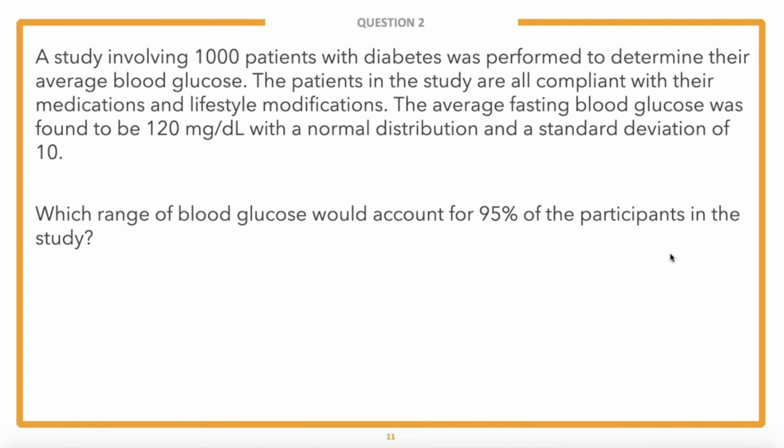Which range of blood glucose would account for 95% of the participants in the study? And now we will read the question stem. A study involving 1,000 patients with diabetes was performed to determine their average blood glucose. The patients in the study are all compliant with their medications and lifestyle modifications. The average fasting blood glucose was found to be 120, with a normal distribution and a standard deviation of 10. Which range of blood glucose would account for 95% of the participants in the study?